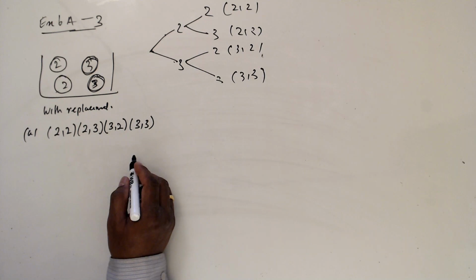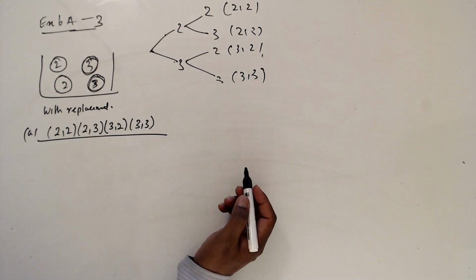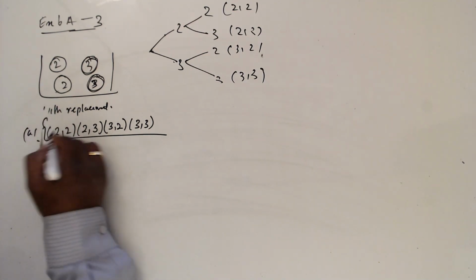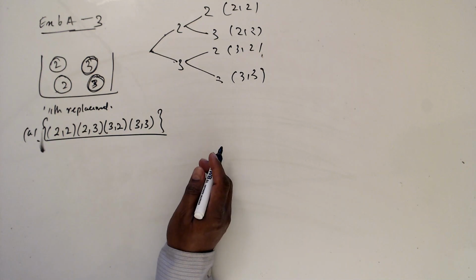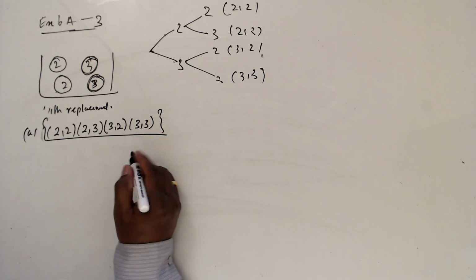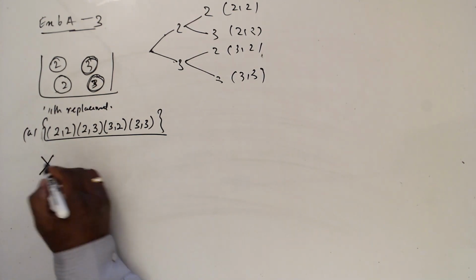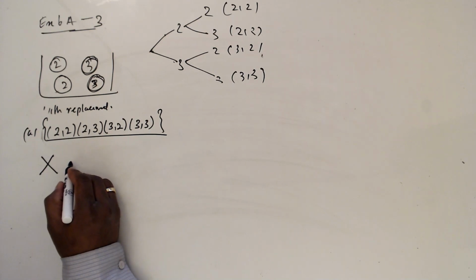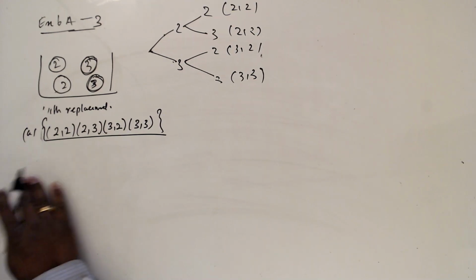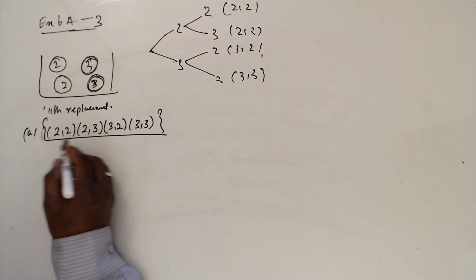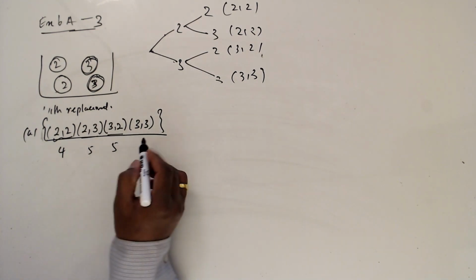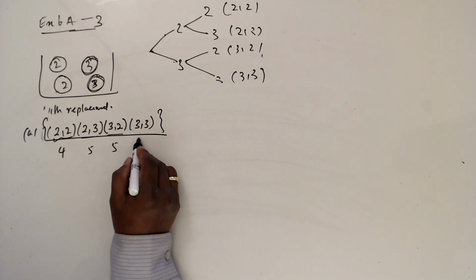Write down the possible outcomes of this experiment. So those are all outcomes. This is the sample space. The discrete random variable X is defined as the sum of the two numbers. So this is the random variable. Sum of two numbers: 2 plus 2 is 4, 2 plus 3 is 5, 3 plus 2 is 5, 3 plus 3 is 6.